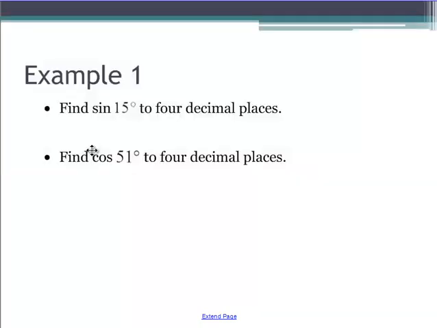So what I want you to do is to type in sine of 15. What happens when we take the sine of a 15-degree angle? You're going to get a decimal, 0.2588. Check and see that your calculator is getting that as well. It's not that your calculator doesn't know what it's doing, it's just in a different format. Cosine of 51, same thing, type in cosine 51, you get 0.6293.